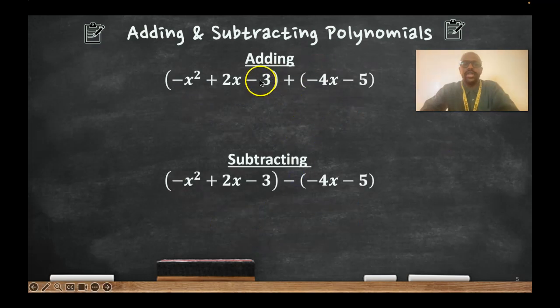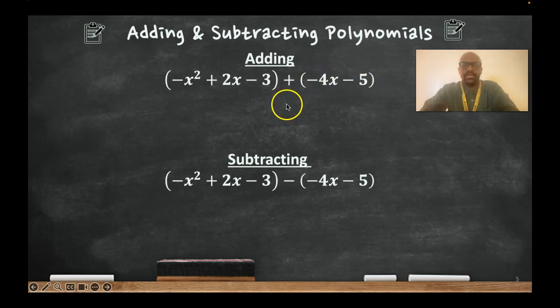All right, so now let's go ahead and add and subtract these sets of polynomials. We have negative x squared plus 2x minus 3. There's no coefficient other than 1 out front, so we can go ahead and drop that first parentheses. And then when you look over here, you're adding a negative 4x minus 5.